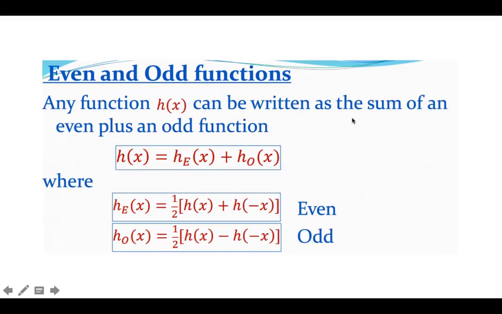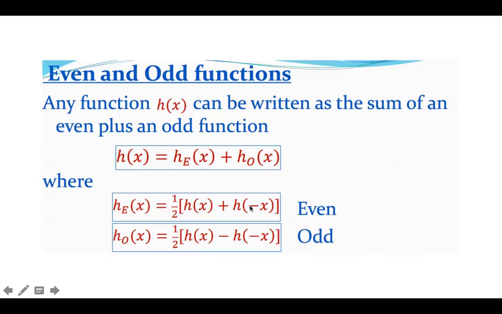All right, now another interesting thing is that any function can be written as the sum of an even function and an odd function. So any function h of x can be written as the sum of an even function and an odd function. And we basically can take this equation and invert it, and we get that an even function is 1/2 of h of x plus h of minus x.